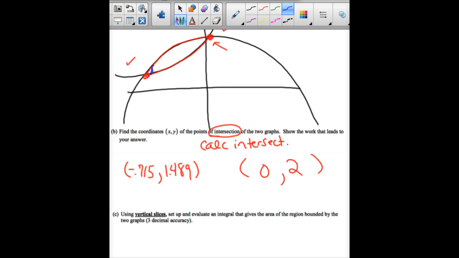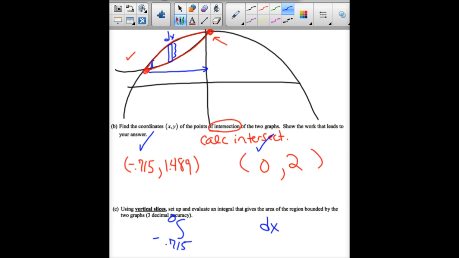So our vertical slices, I'm going to go draw one just right here. A little change along the x-axis. Bam. Integrating along the x-axis. So from x to x, let's go set that up. Negative 0.715 to 0. Top function minus bottom function will give me my height, which some books call a function in and of itself. They'll call it h of x.